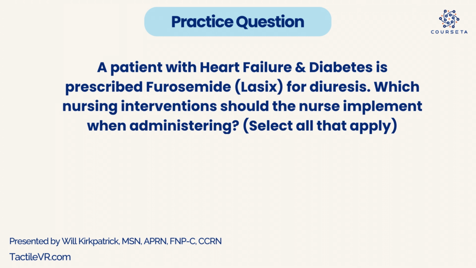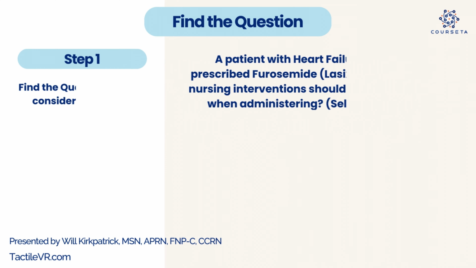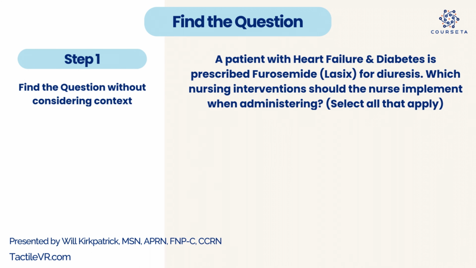So let's go into the anatomy of this question here. So let's read it once again. A patient with heart failure and diabetes is prescribed furosemide / Lasix for diuresis. Which nursing intervention should the nurse implement when administering? All right, so let's find the question. All right, so step number 1, we want to find the question without considering context.